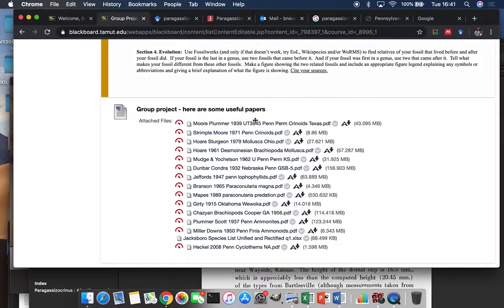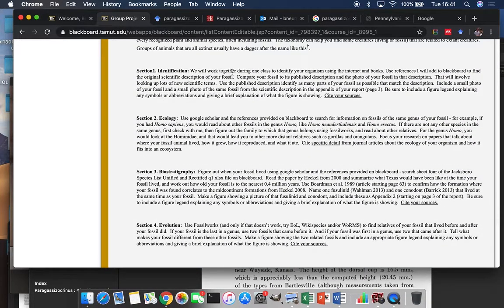That's the purpose. So let's go back and read over our section 1. Compare your fossil to its published description. That's exactly what we're going to do. And the photo of your fossil in that description. And that's exactly what we just looked at.